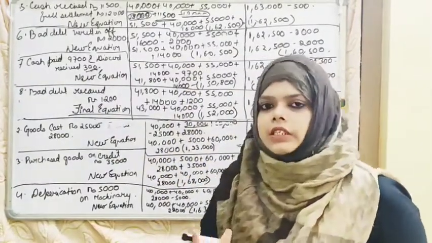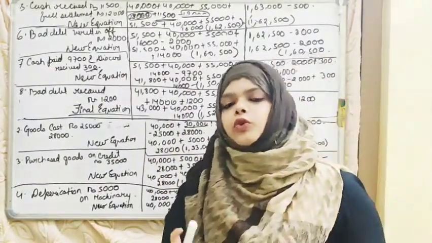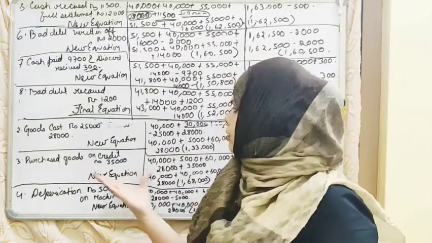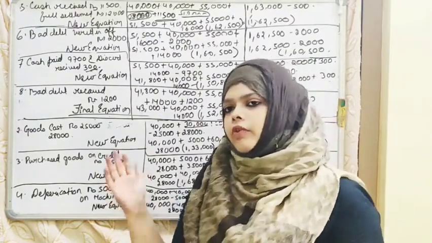So we discussed the 8 different transactions which were having twofold effects. So I guess all of you have understood.